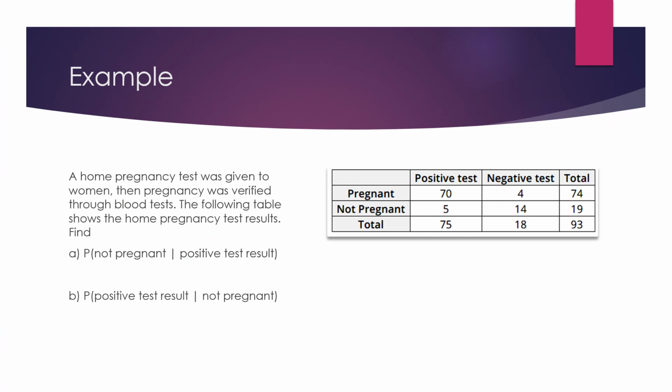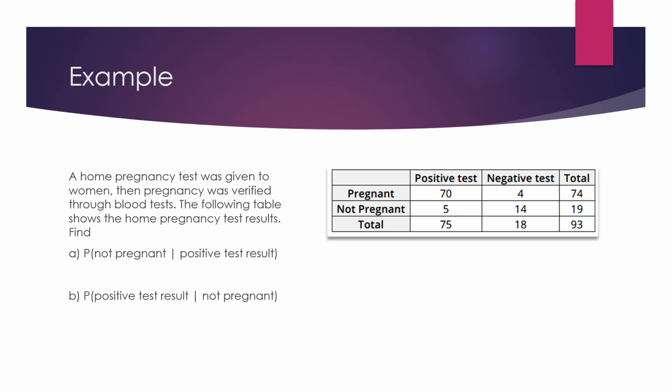For this example, we're going to use a two-way table with the results of a home pregnancy test that was given to 93 women, and then the verification whether or not they were pregnant at a doctor's office. So we want to know for the first one, what is the probability of a woman not being pregnant given that they had a positive test result? This would be considered a false positive.